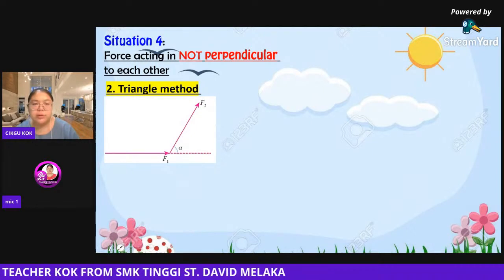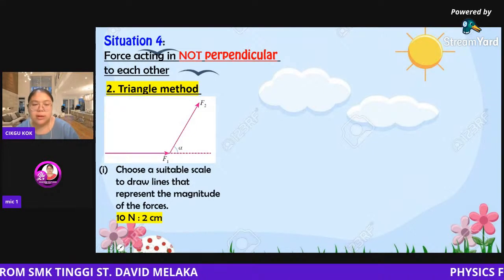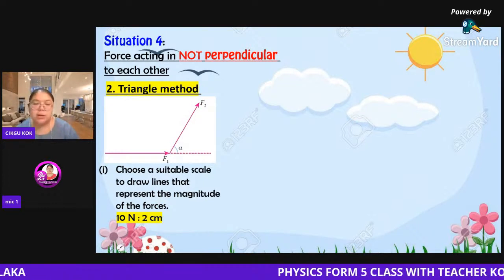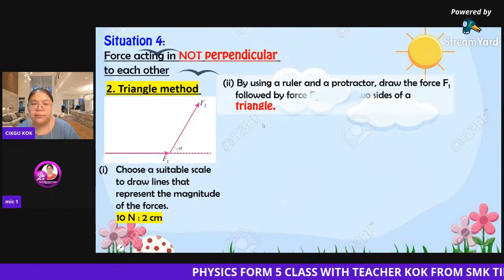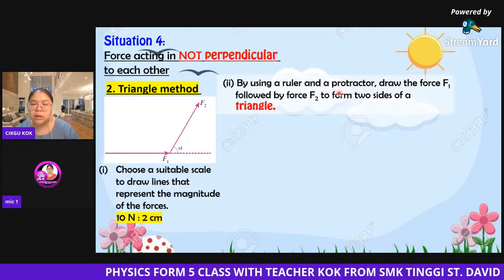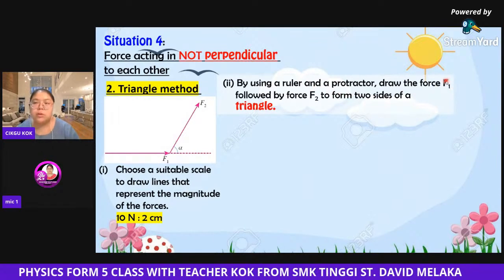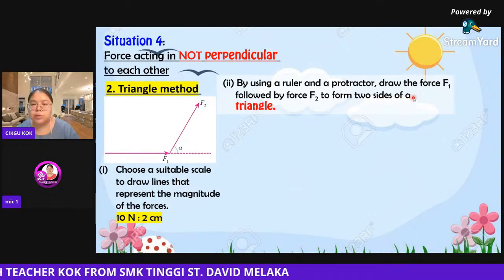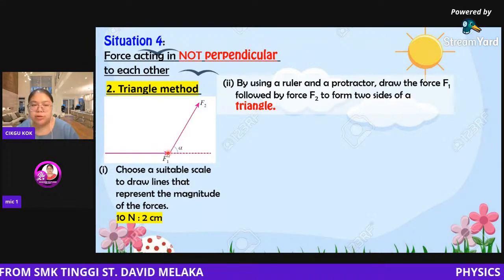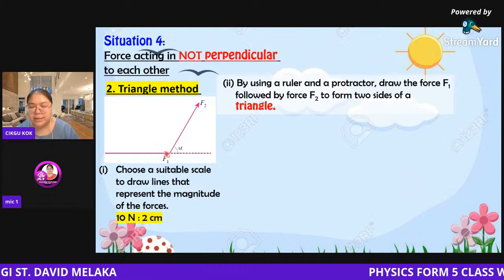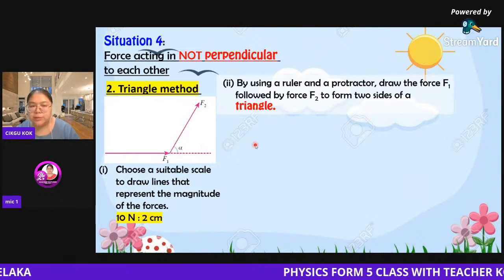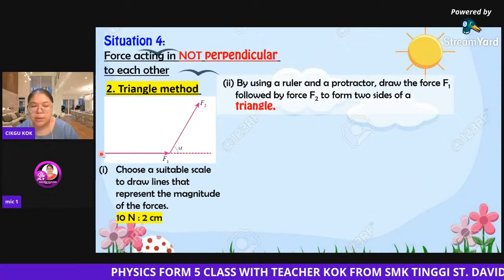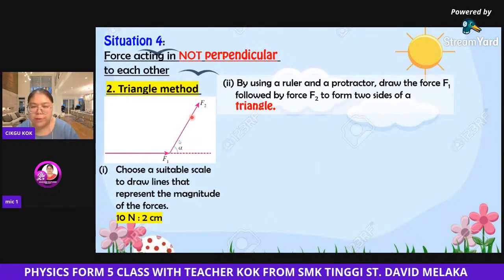If using the triangle method, the first step is still the same: you need to choose the scale. After choosing the scale, use the ruler and also the protractor to draw F1 and F2 as you follow. To form the two sides of the triangle, you need to draw F2 at the end of F1, not here. If you draw it here, you cannot form a triangle. So you must put it at the back, which means you start with F1 then go up to F2.